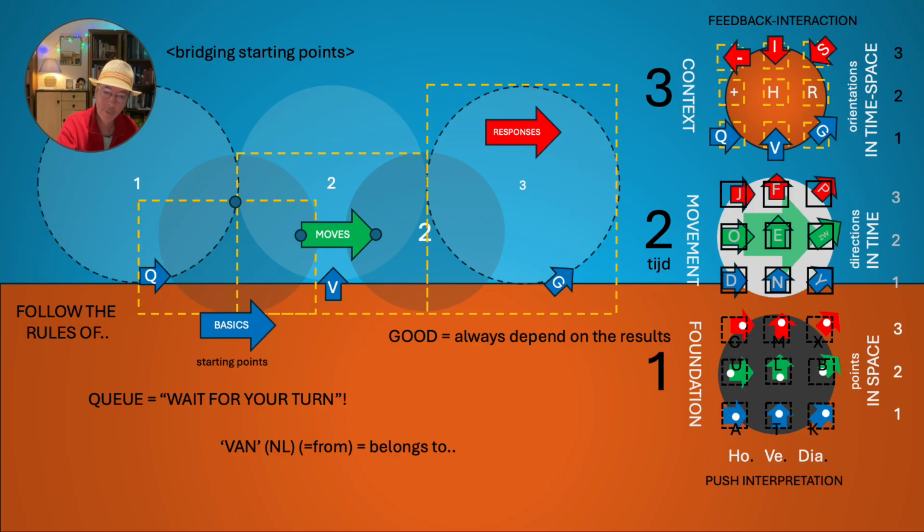Basically, you have to follow the rules of the definition. The rules for Q, a very good example is the word queue: wait for your turn. You want to start things all the time, but you have to adapt. You have to follow the basics. It's that horizontal of the beginning in space. It's using the starting points, and so on. But you have to adapt to the basics of the definition.